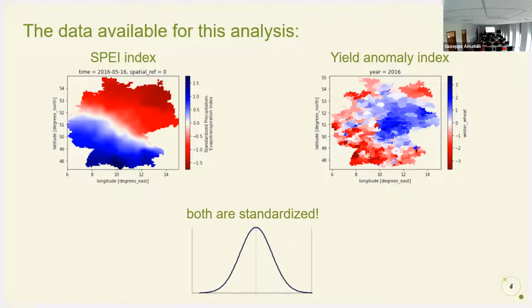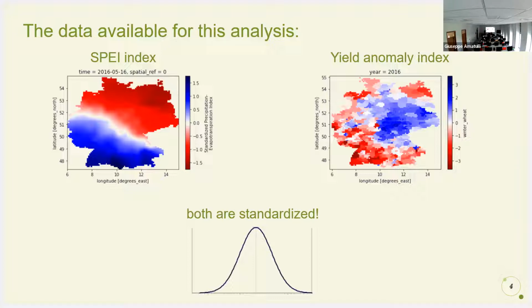Okay, so the data that I had available for this analysis is the SPEI index that you can see here. It's standardized. That means it goes around 0, following this normal distribution curve, more or less. So if it's negative, that means we have a drought stress, and if it is positive, that means we have a water surplus. And here in the middle is basically nothing, so neither drought stress nor water surplus stress.